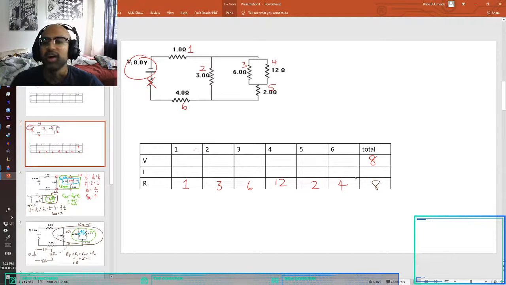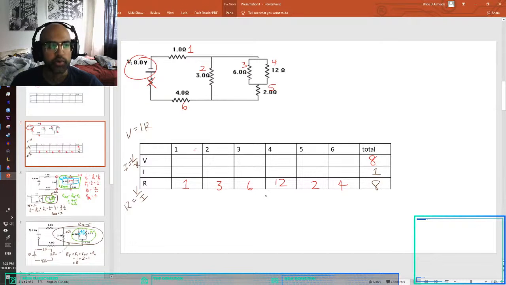Yay. We use some formulas here. V is equal to IR. I is equal to V over R. R is equal to V over I. Let me just double check, make sure I did okay. I is equal to V over R, yeah, looks okay. Now, current is equal to voltage divided by resistance, so we get a 1. Nice. We get a 1.